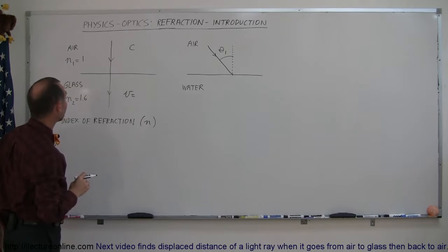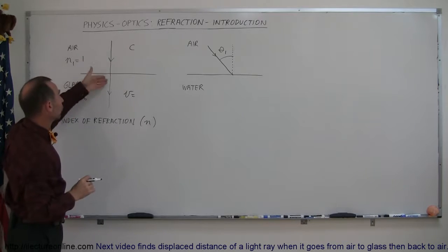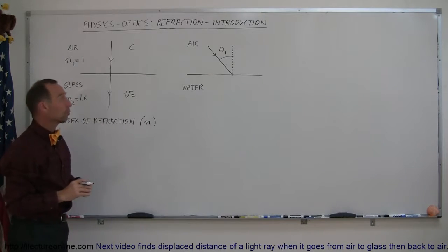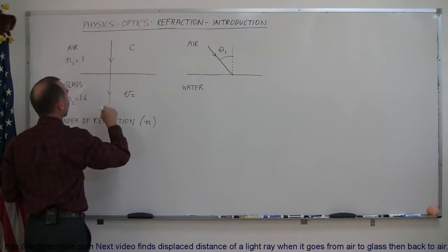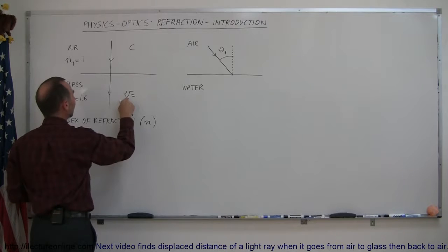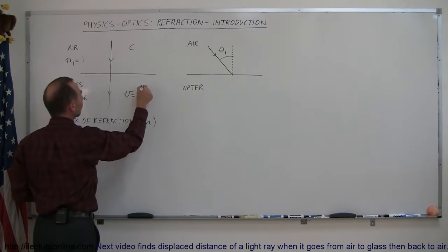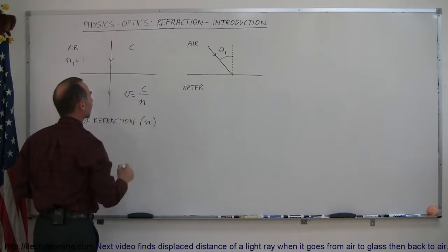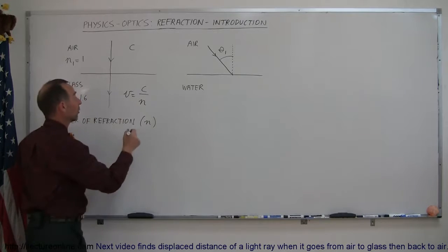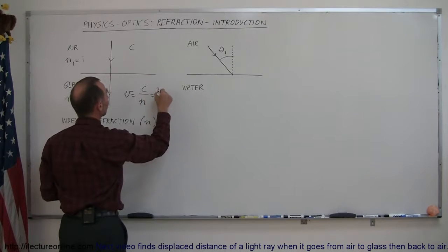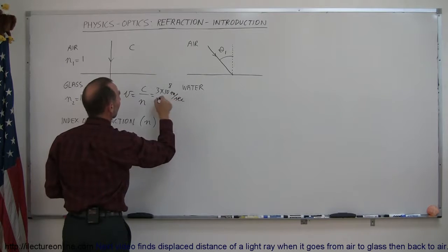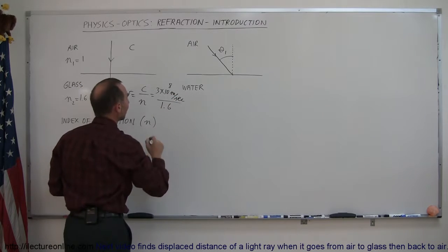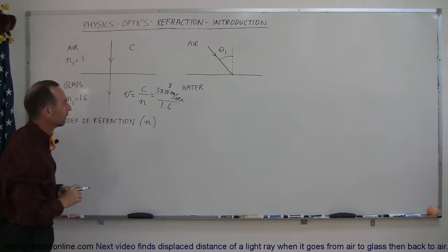Okay, then what does that mean as far as the travel of light through these two mediums? Well, if the velocity of light is c when it travels through air, then the velocity once it travels in the glass is equal to c divided by the index of refraction. So in this case, we know that c is 3 times 10 to the 8 meters per second, and then we divide that by 1.6, and that will give us the new velocity of light.